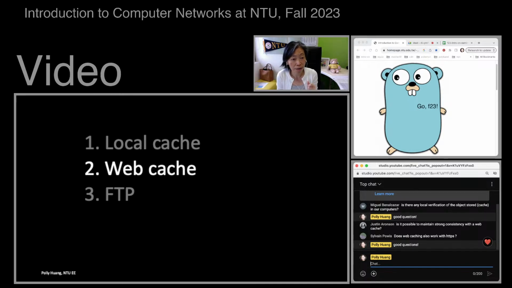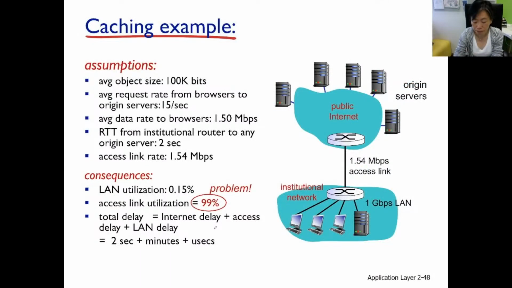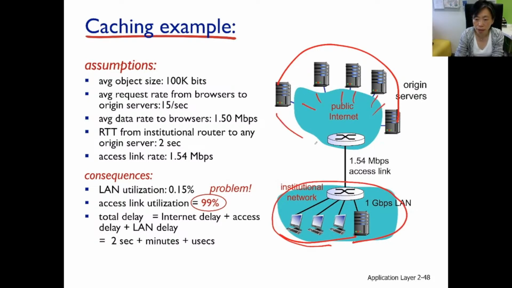So the 3 scenarios. This is the example with the base scenario. The setting is this: servers up here, client down here, part of the institutional network. The servers are connected to the public internet, and the internet connects to the institutional network through an access link.